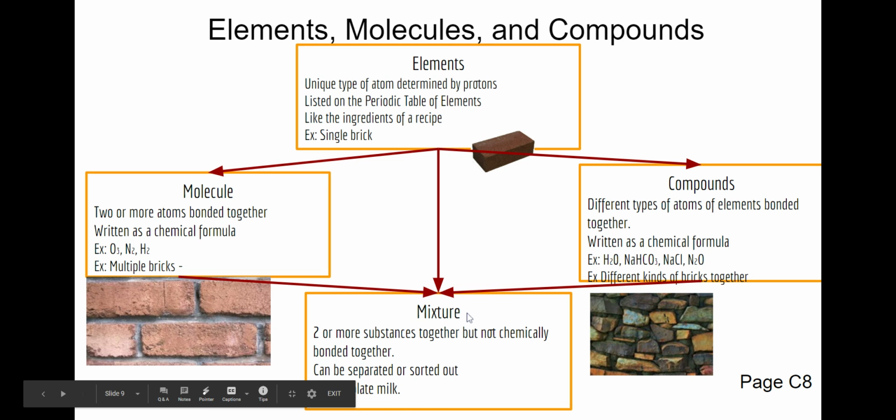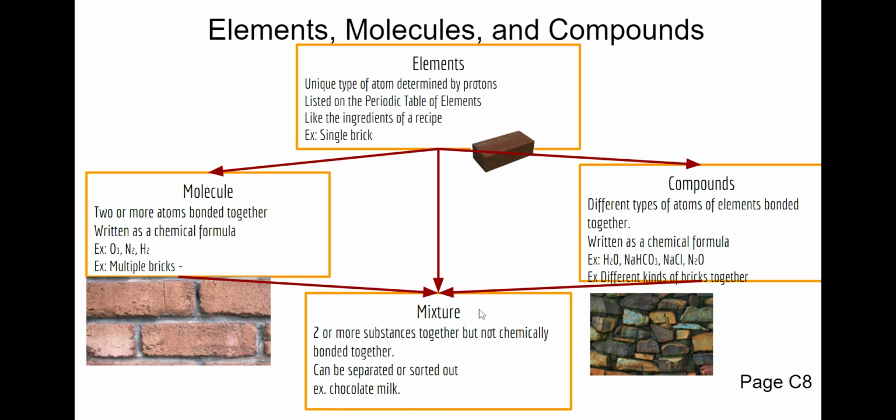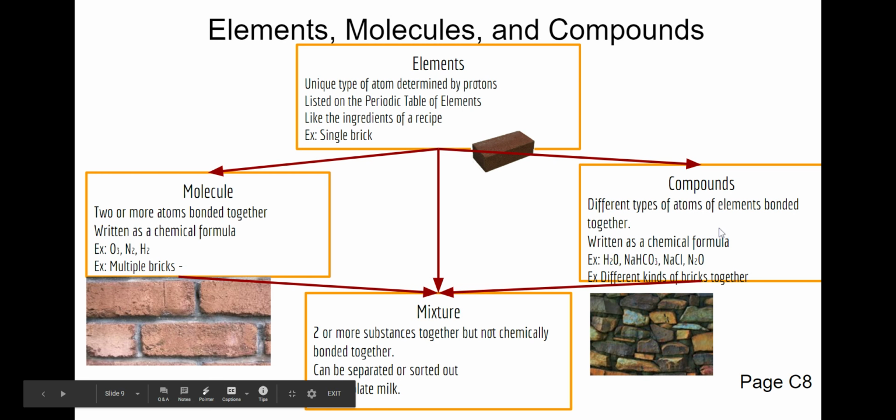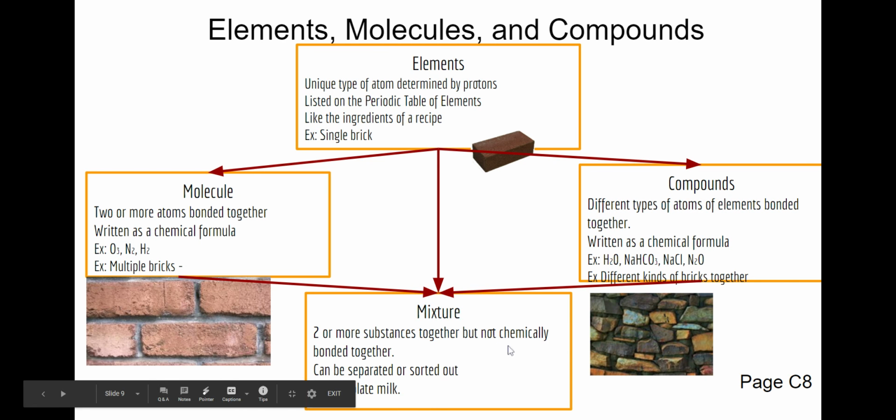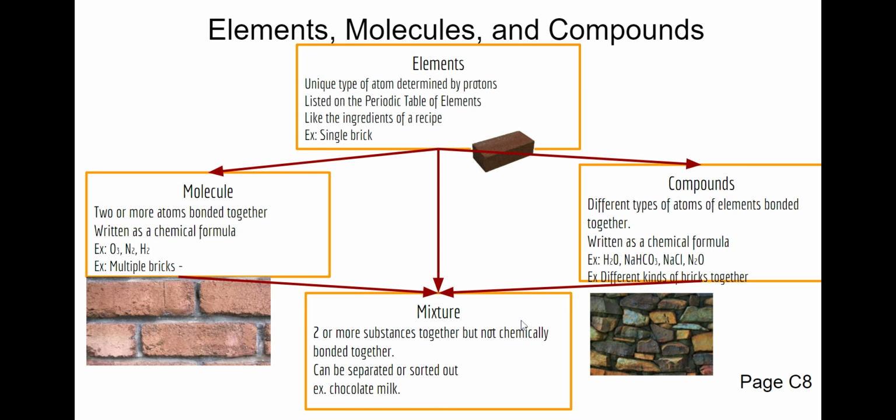Lastly, we have mixtures. So our definition for a mixture is two or more substances together, but not chemically bonded together. And the arrows are there to show you that mixtures can be made up of elements and compounds, or elements and elements, or molecules and elements, or a little bit of all three, right? So the ocean water that they talk about in the reading was a mixture of H2 and O and NaCl, right? So it's hydrogen, oxygen, and salt to make salt water.